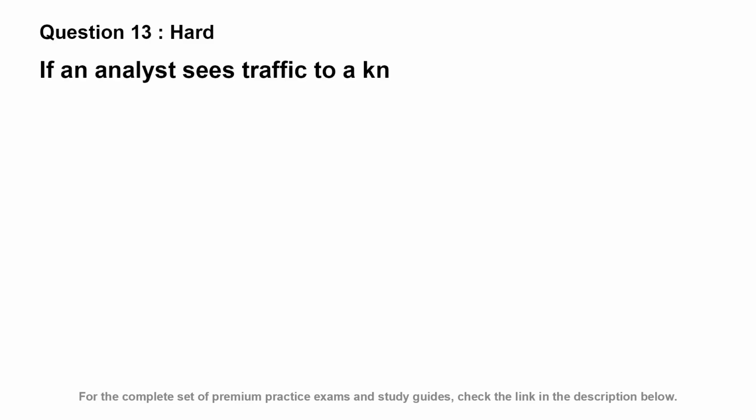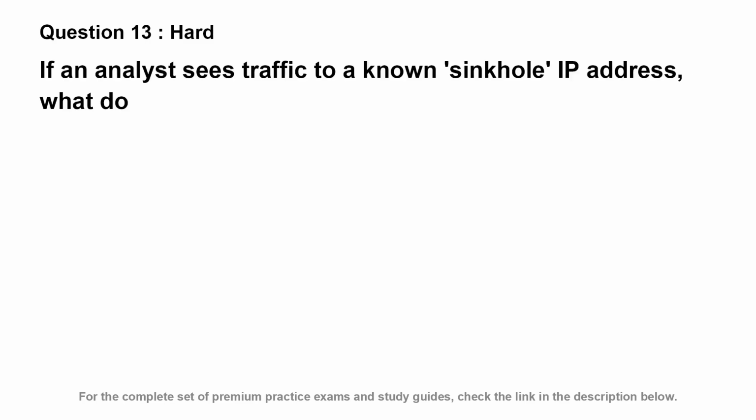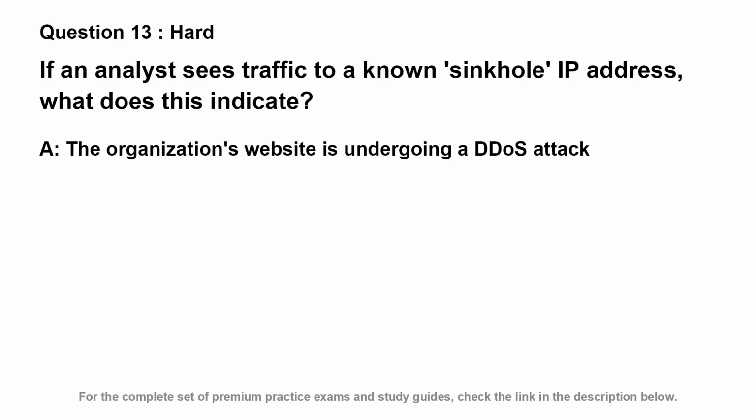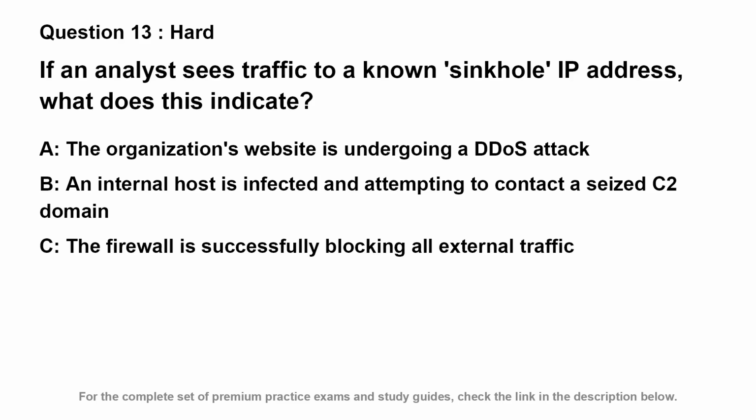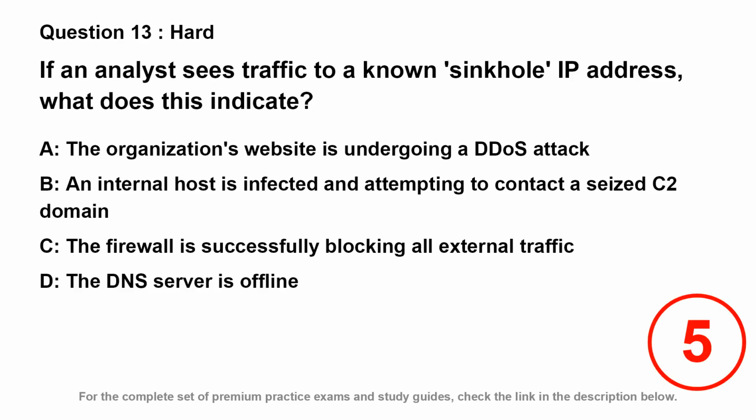If an analyst sees traffic to a known sinkhole IP address, what does this indicate? Option A, the organization's website is undergoing a DDoS attack. Option B, an internal host is infected and attempting to contact a seized C2 domain. Option C, the firewall is successfully blocking all external traffic. Option D, the DNS server is offline.